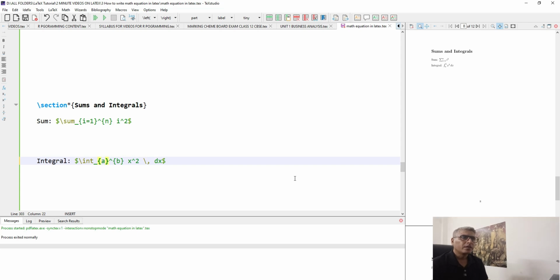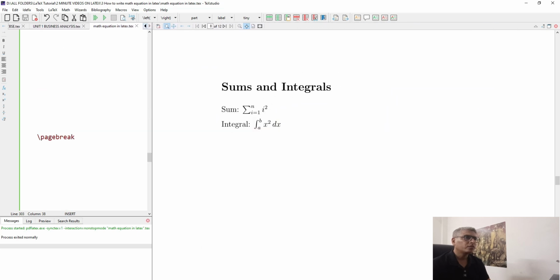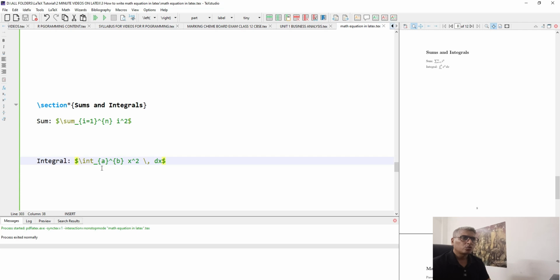Let's first understand this. The integration lower limit is a and the upper limit is b, and the function is x raised to the power 2 and dx. So let's see the result here. So our result is the integral with lower limit a, upper limit b, and x square dx. Very simple. Now let's understand, if we are using two numbers here and remove this particular bracket, what is going to happen? Let us say we are using AB. AB is our lower limit and we have removed the bracket, and the upper limit is B here. So let's see what will be the result.